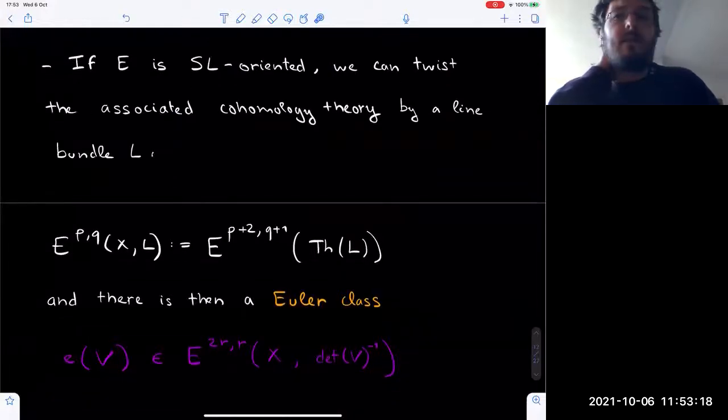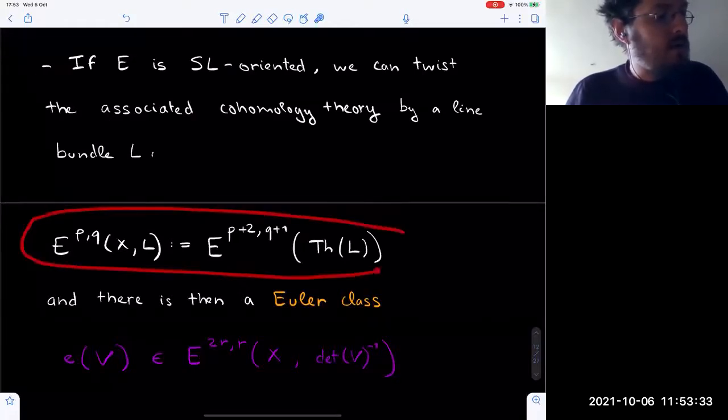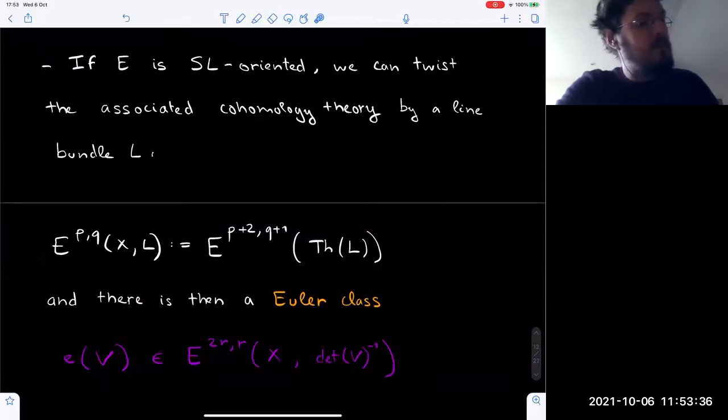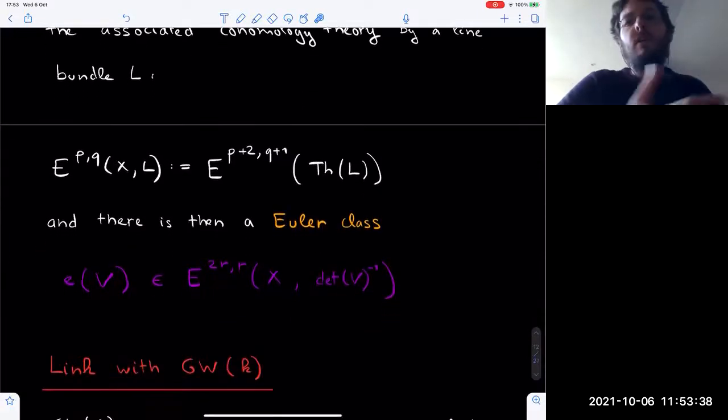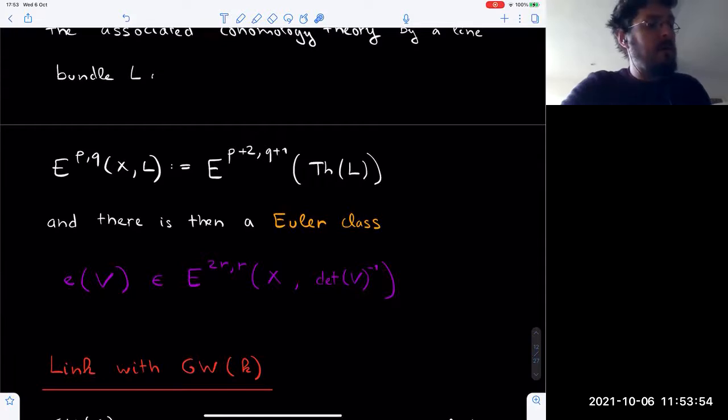If you have an SL-oriented theory, then the situation is a bit more complicated. But what happens is that you can define twisted cohomology groups where you twist the cohomology by a line bundle. The line bundle comes from the determinant bundle we had before, and this is the definition. Then you don't have Chern classes, but for my purpose, you only have one interesting characteristic class, which is the so-called Euler class. It's the analog of the top Chern class, and it lives in one of these twisted cohomology groups, twisted by the inverse of the determinant.